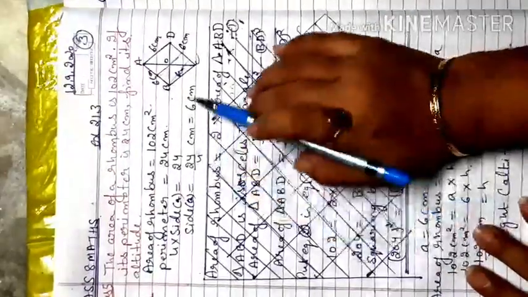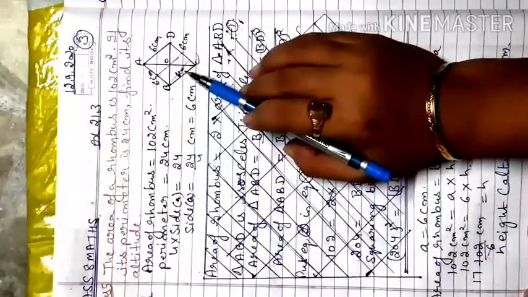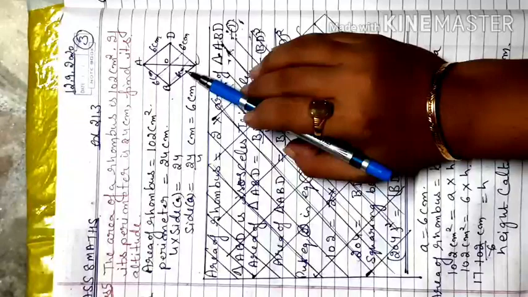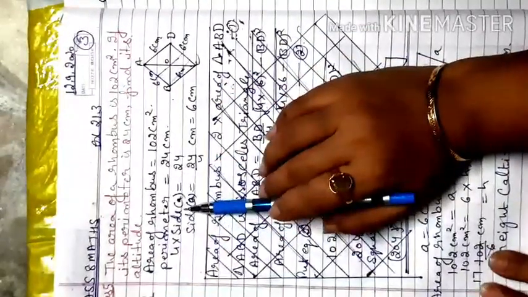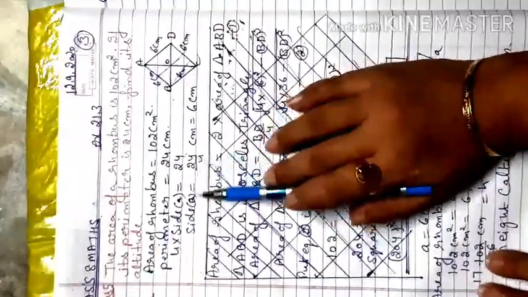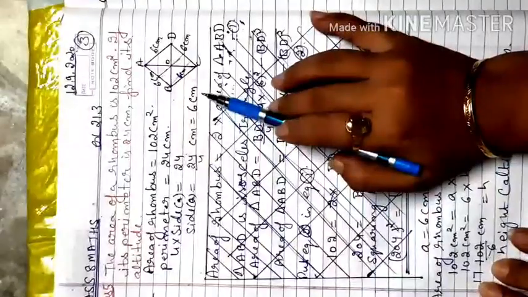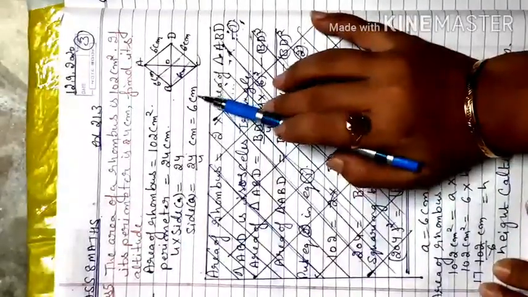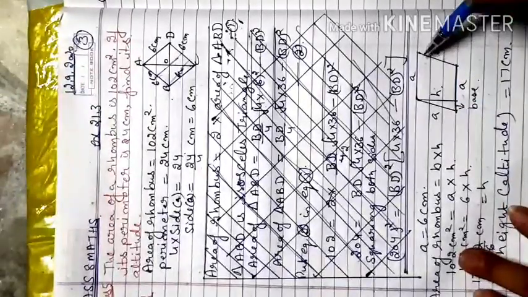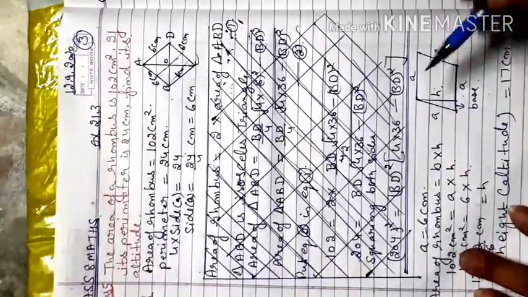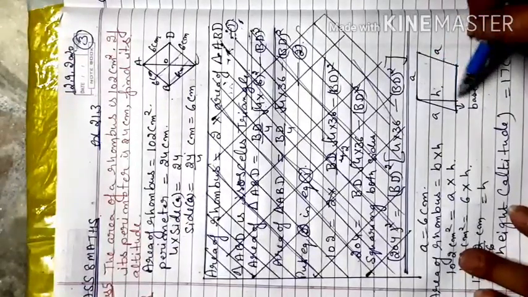So first, by using the perimeter formula, the perimeter of a rhombus is the same as the perimeter of a square. The formula is 4 into side. Perimeter is given to me, so side is equal to 24 divided by 4, we get 6 centimeter as the side of the rhombus. After getting the side, a is equal to 6 centimeter, we consider our rhombus in the shape of a parallelogram, so it will be easier to find the distance between the two opposite sides.